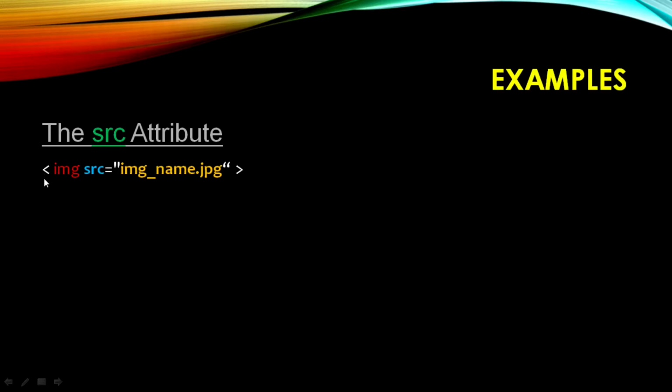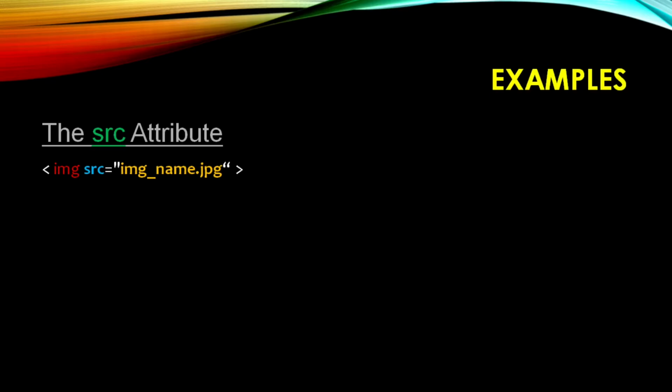You can see here the image element. The image element is used for adding an image in a website, and this is the attribute src. But there can be two types of path in the src attribute. The first one is the absolute path, and the second one is the relative path.